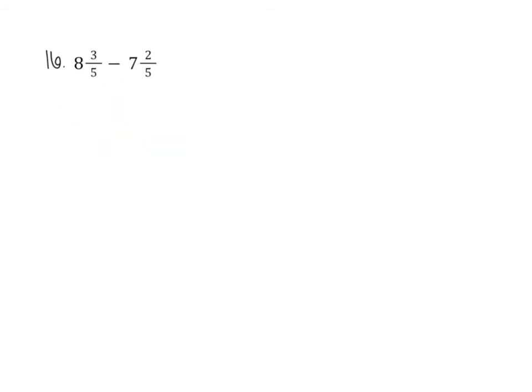For this problem, our first step is going to be to convert to improper fractions. When I do that, I end up with 43 over 5 minus 37 over 5. Because our fractions already have the same denominator of 5, we're able to just go ahead and move on to subtracting our numerators. When I do that, I get 6 over 5. This can't be simplified, so it would be my final answer.